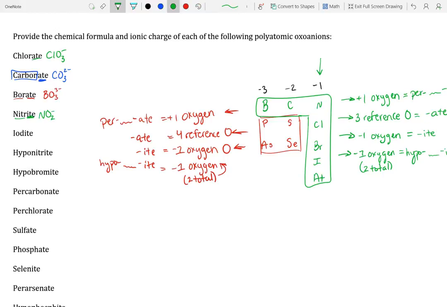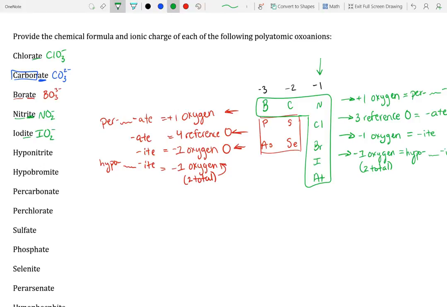Alright? So now iodite. Okay, so where's iodine? Iodine is right down here, right? That's iodine. So iodite means that we've removed 1 oxygen, right? Because the suffix ite means that 1 oxygen is removed. Notice there's no hypo, there's no per, there's no 8, there's nothing like that, right? It's just ite. So ite means that we remove 1 oxygen from the reference amount. Reference amount of oxygens in iodate is 3, right? So iodite means we've removed 1. So iodite should be IO2 minus 1, right?